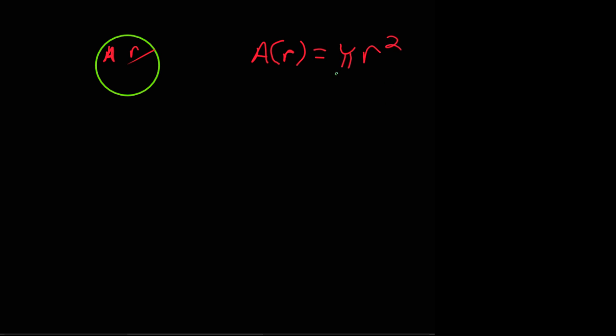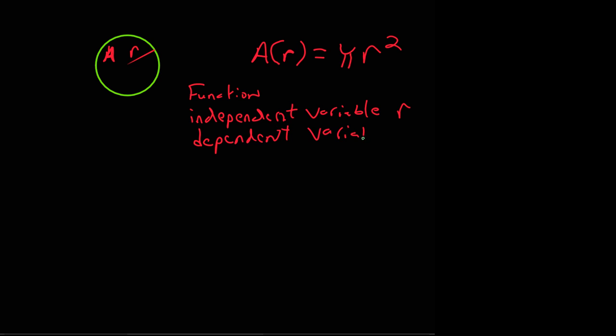And so for each value of r that I put in, I get one value of area coming out of it. And so this is a function with the independent variable r. Independent variable is r. And the dependent variable is A, the area. And so we can say the area depends on the radius of the circle. The function, or the rule, is pi r squared.